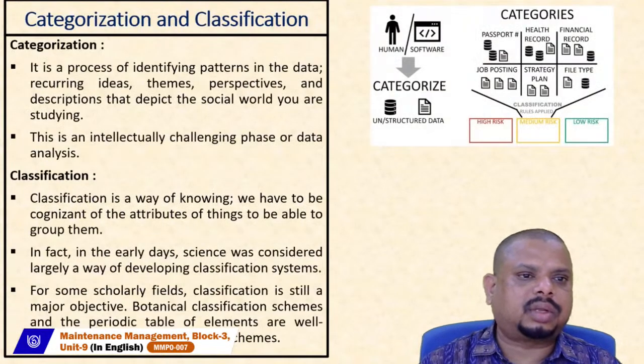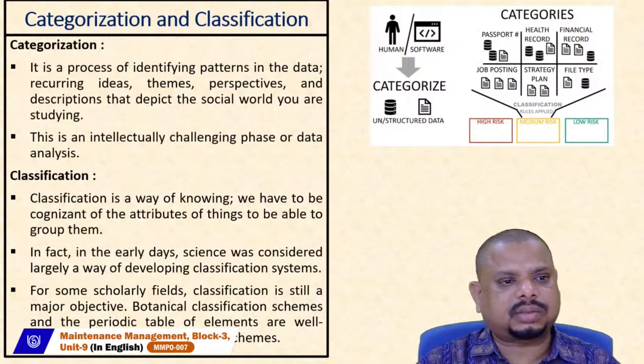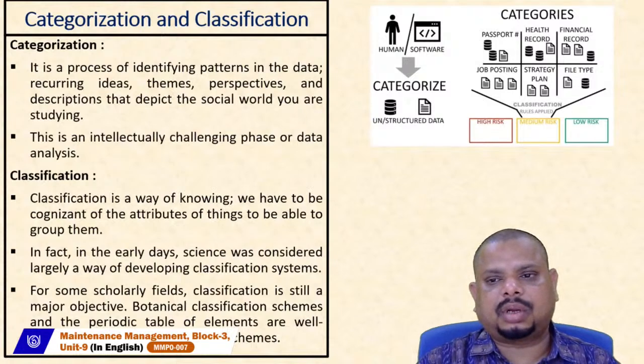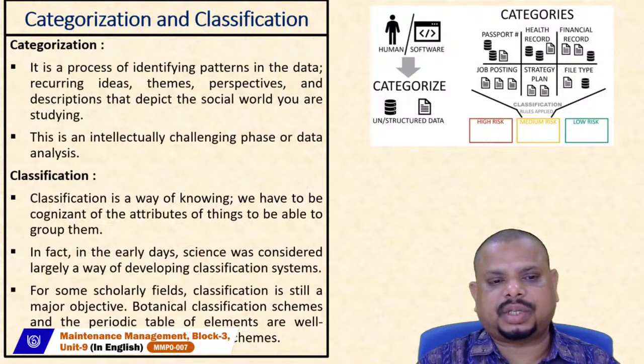Moving to the next one. The next one is categorization and classification of data. So let's understand what categorization is. It is the process of identifying patterns in the data, recurring ideas, themes, perspectives and descriptions that depict the social world you are studying. And this is an intellectually challenging phase of data analysis.